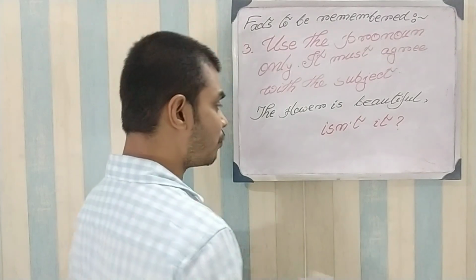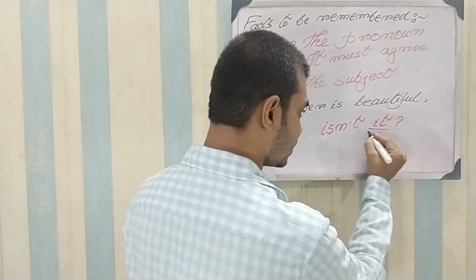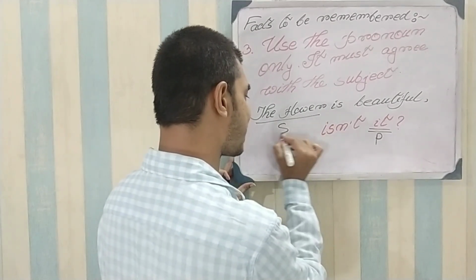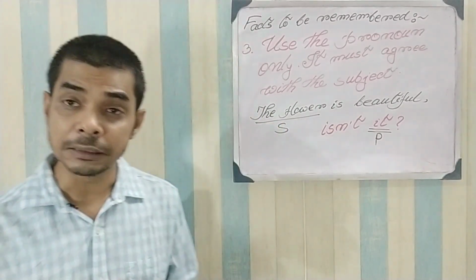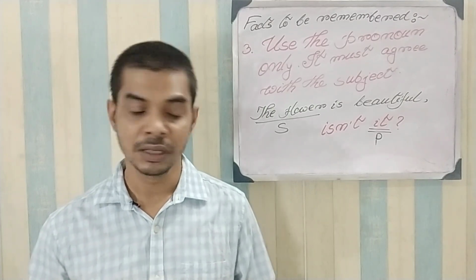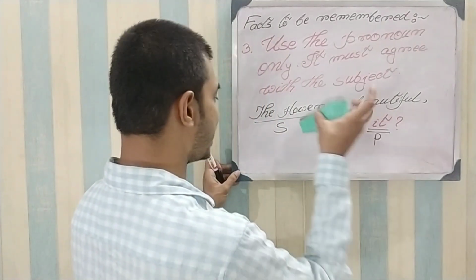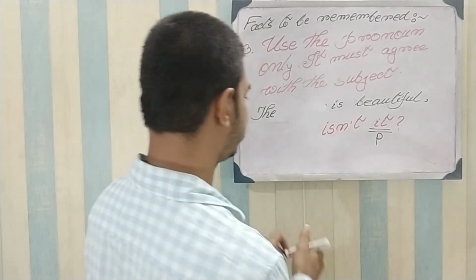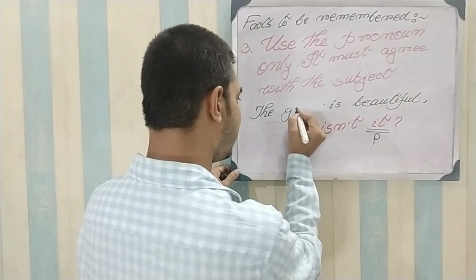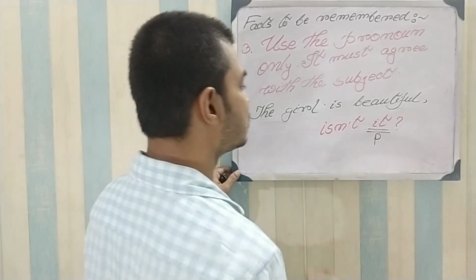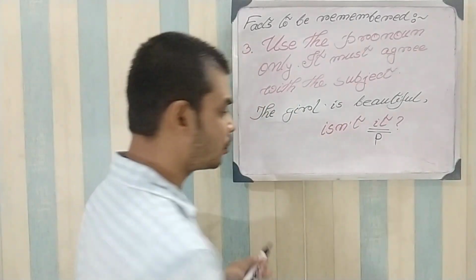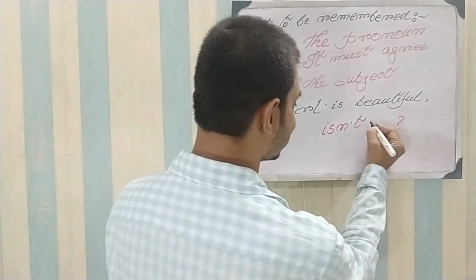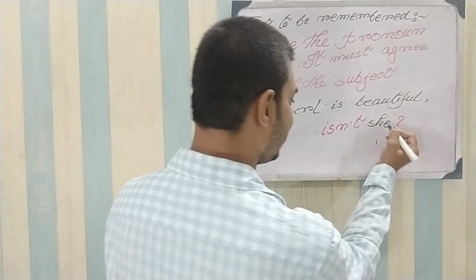So here we are talking about this. It's a pronoun and it must agree with the subject, the flower. So for the flower, we have used it. Now, let me change it. If I change it with girl, if I say the girl is beautiful, now the question tag would be isn't. Yes, now you can't say it, it would be isn't she.